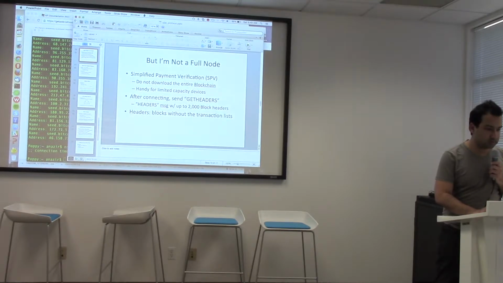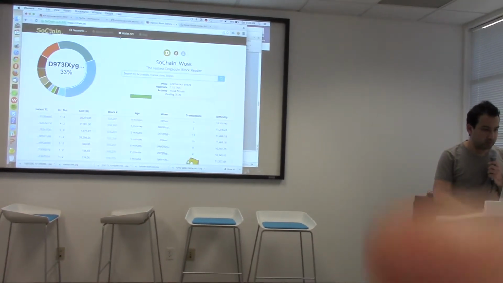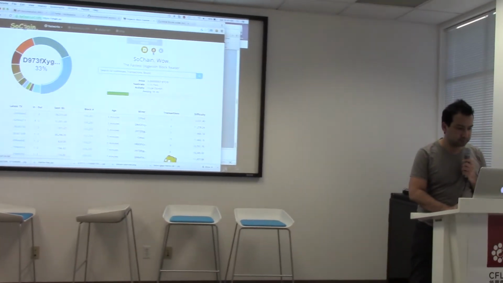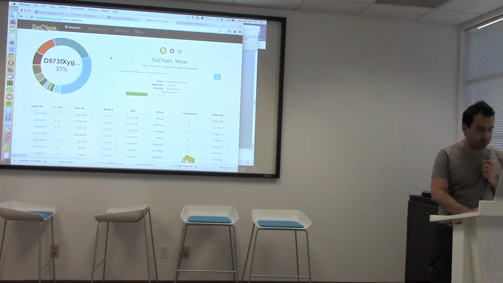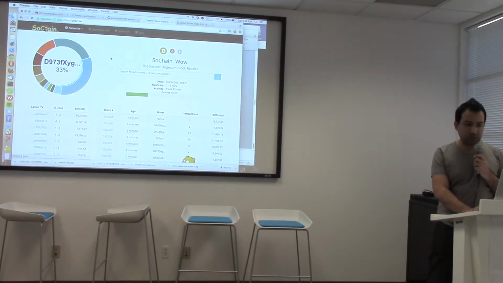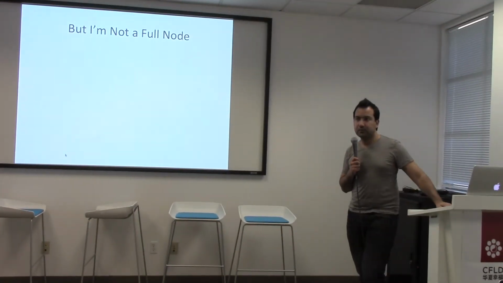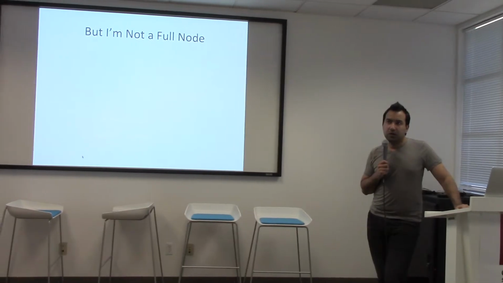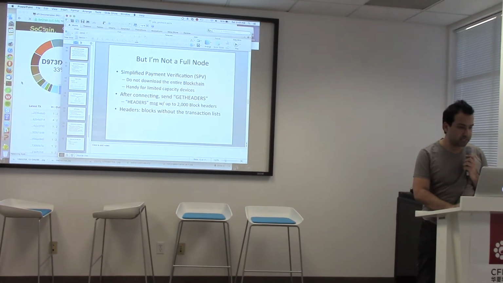So let's see what a block header really is. I'm just going to go ahead and go to the Bitcoin part of it. I guess the network is not doing so well. Right, so imagine blocks without the transaction data.